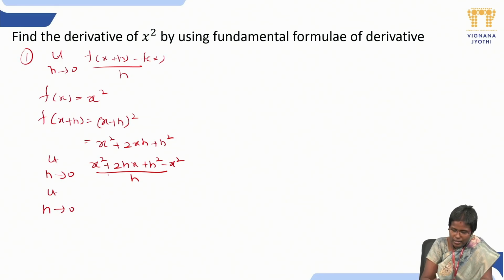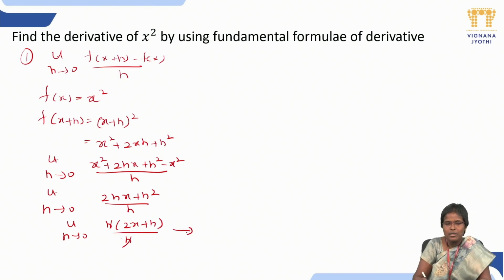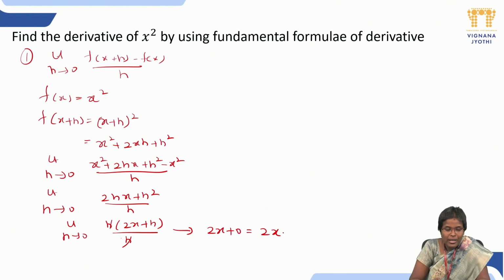What are we going to get? 2hx plus h square by h. Now, again taking h common, 2x plus h, by h. h gets cancelled. Now see here, as h tends to 0, what are we going to get? 2x plus 0, nothing but 2x. See, now are we able to find the derivative of x square? Right. We know very well that the derivative of x square is 2x, but how are we going to get it? We are going to find the derivative of x square by using the fundamental formula of derivative. So if we remember the fundamental formula of derivative, we can find the derivative of any function.